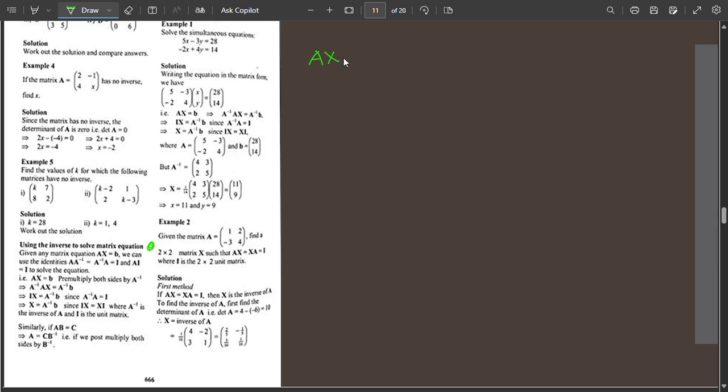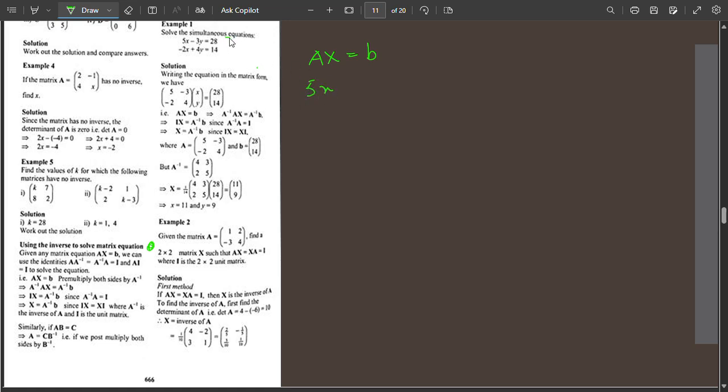So AX is equal to B. Every equation that we'll ever solve, like simultaneous equations, we can express in this form. A is a matrix called the coefficient matrix, X is the variables in the equation, and B is the right hand side of the equation. If you don't understand, I'll explain it. It's very simple. So let's take a system of equations like this.